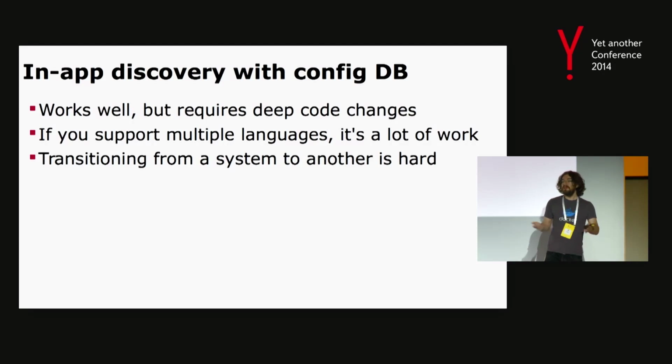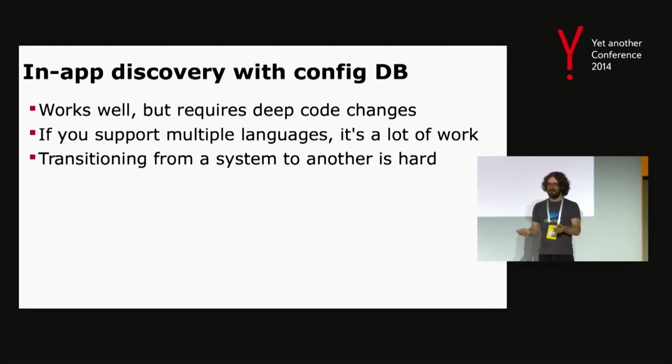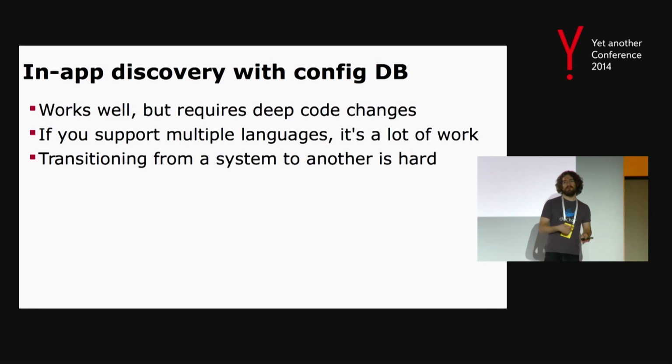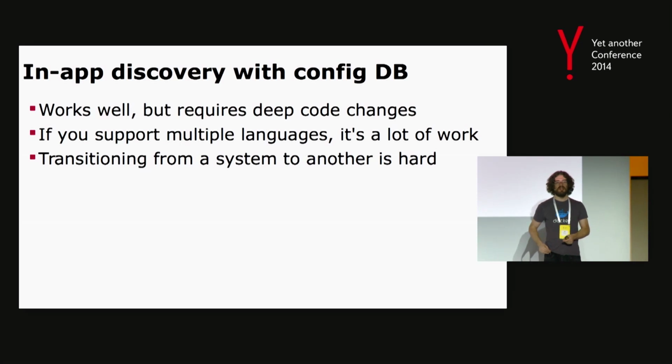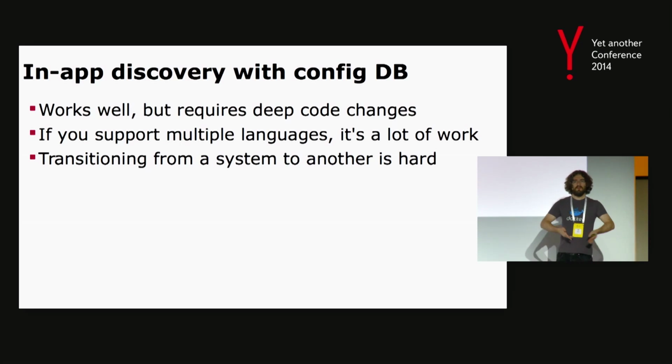And typically you will write a small library to do that for you. But if you want to support multiple languages, it means writing multiple libraries. And if you want to change from Zookeeper to etcd or the other way around, then it means rewriting all those libraries. So not so great. So the solution with containers is to use something called ambassadors.